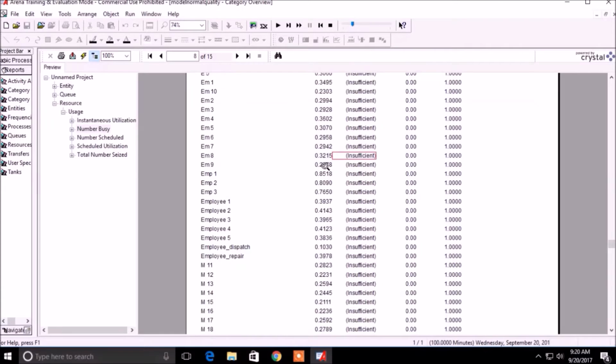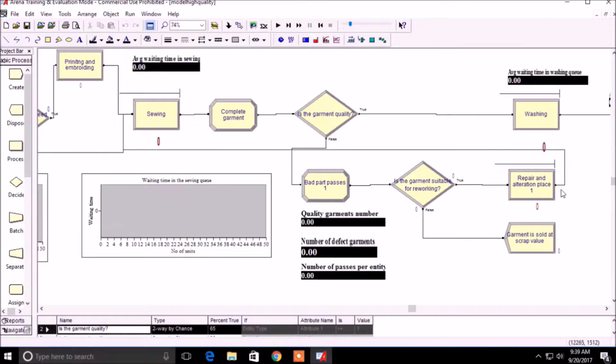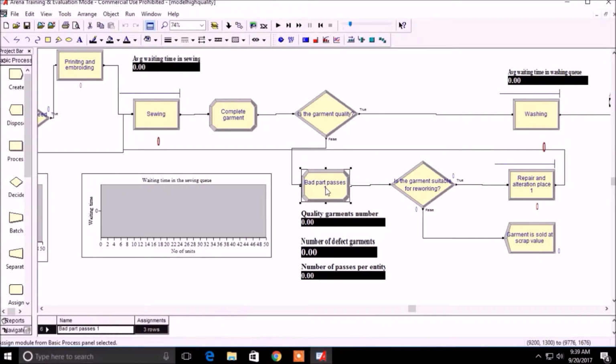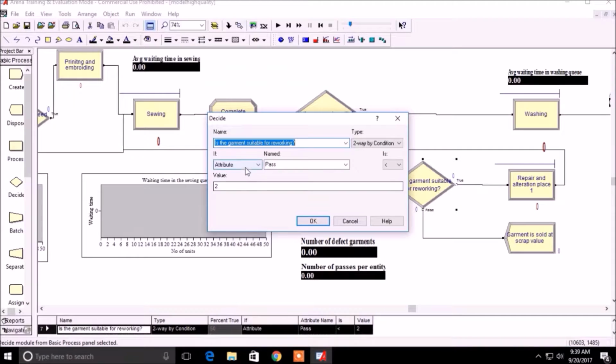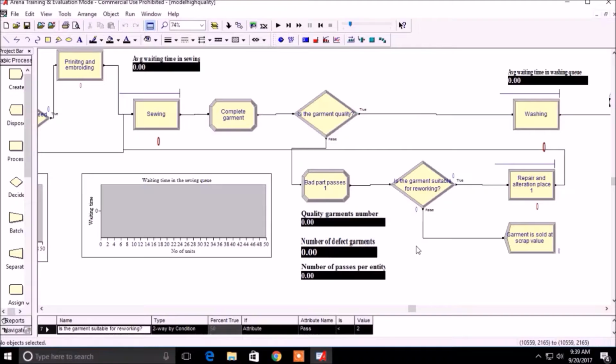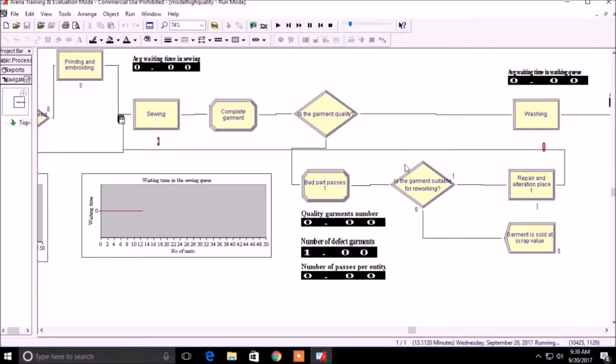Average usage of resources is like this. For the risk mitigation part, we have used risk acceptance and limitation. Here we are controlling the number of bad parts. If the number of passes per garment is less than 2, it will be directed to repairing. If not, the garment will be sold as scrap. Let's run the model. Note that the number of passes per entity does not go over 1. That is because of that condition.